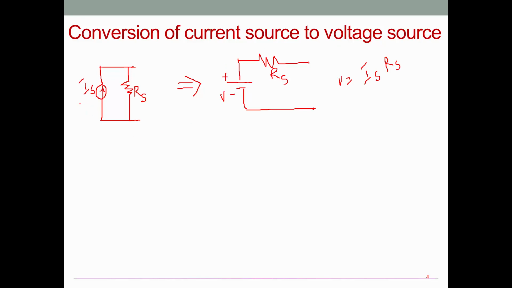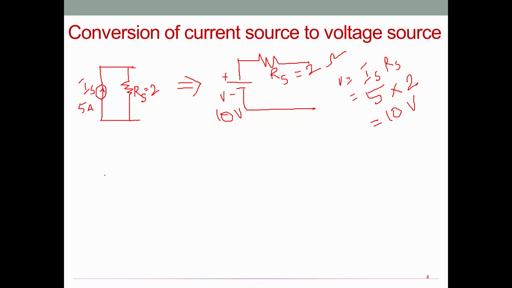Say for example, I am having a current source of 5 amps, with a resistance of 2 ohms. Now what is the voltage source value and the corresponding resistance? RS is 2 ohms, straight away copy this, and V, as per my calculation, V is I into R. What is I? 5. You can have 10 volt here. This is how to convert a current source to a voltage source.